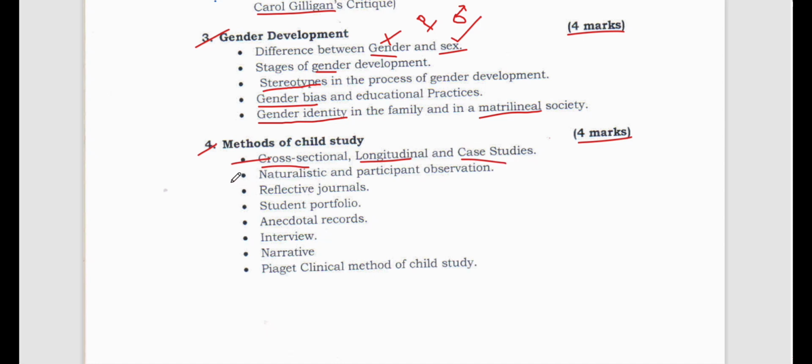All right, then we have to study about naturalistic and participant observation. So how are we going to study the child in the natural setting, and how are we going to observe the child in the natural settings?